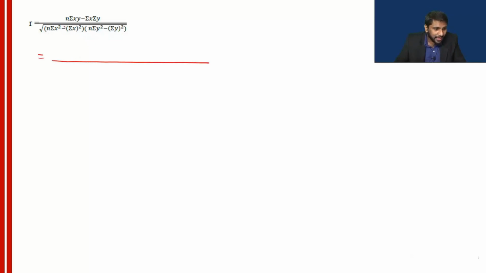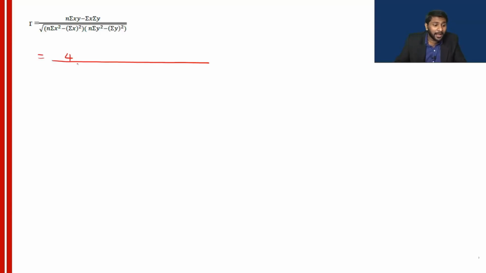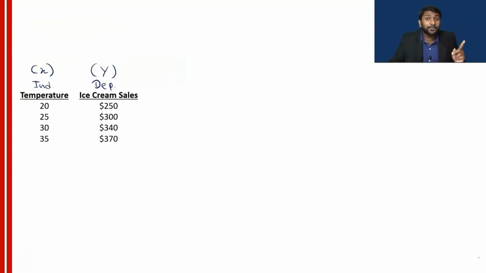So now let's see how to calculate the R value, which is the correlation coefficient, right? Let me take the temperature example. N means number of pairs. How many pairs are there in the temperature example? How many coordinates? 1, 2, 3, 4. 4 pairs are there. And sigma xy, you have to find the sum of x into y. First of all, we have to find the value of x into y. Then only we can take the sum.